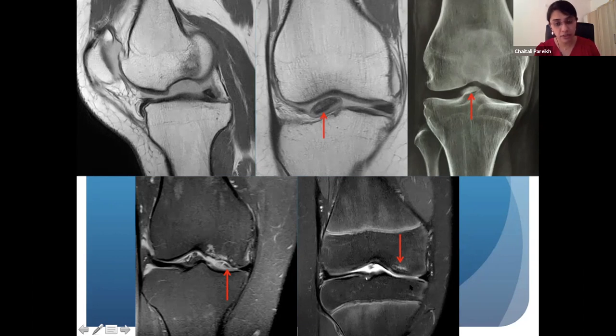And this is a third patient where you can see that there are changes of OCD which have begun, but there is no fluid signal. So this is still a stable OCD. So that's how we differentiate between the three.